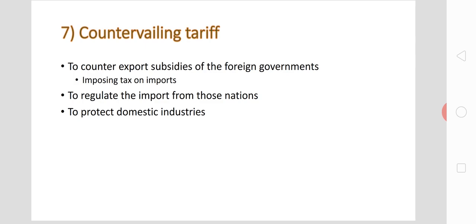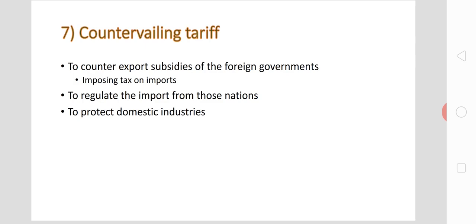This is in fact not fair trade. This is fabricated trade, not fair, as free and fair competition will not happen if this kind of help is given by the foreign governments. So these efforts will be countered by the government through this tariff that is called countervailing tariff. This is to regulate the import from those nations. This is in fact basically to protect the domestic industries as well. So these are the 7 types of tariff.